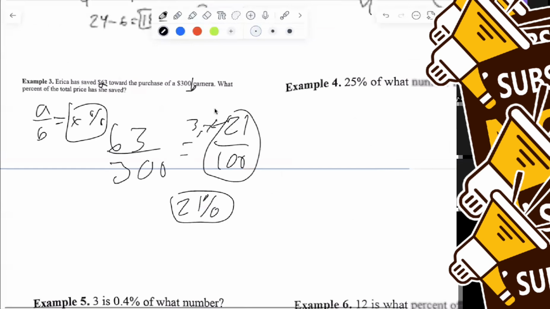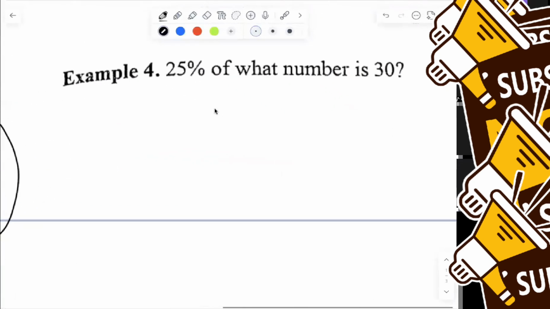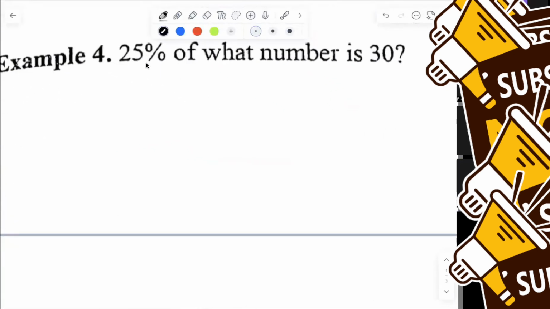Let's move on to example 4. 25% of what number is 30? I'll let you guys have a try on this question and tell me your answers through chat.